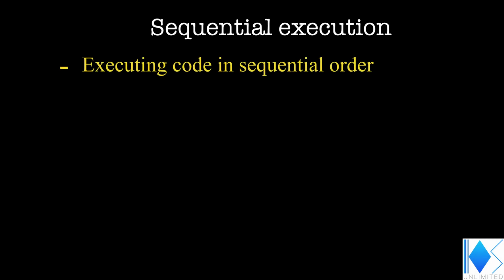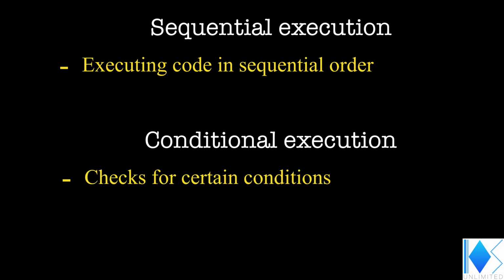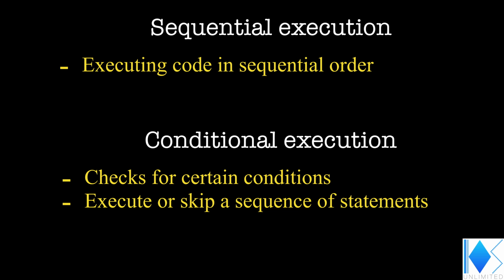Sequential execution is when the computer performs the statements one after another in the order they are encountered in the script. In Python, the code is executed line by line in sequential order from top to bottom. Conditional execution checks for certain conditions and then executes or skips a sequence of statements. Repeat execution performs some set of statements repeatedly, usually with some variation. We will go into detail with conditional code in a later video.